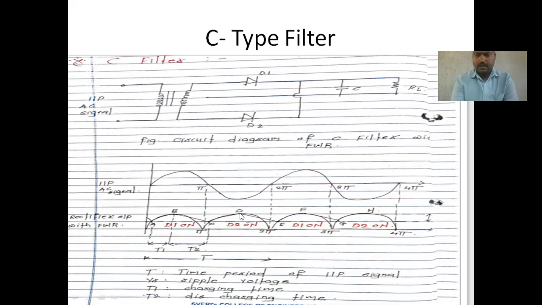So when the capacitor is fully charged, it discharges again, up to the level of E, right? At point E, diode D2 goes out of conduction again, and diode D1 is conducted. Due to D1 conduction, the capacitor starts charging again from this point, right?